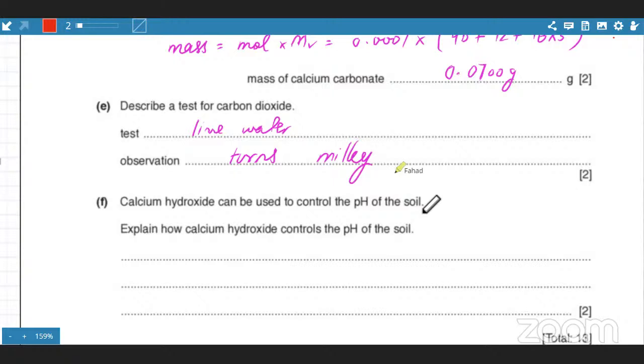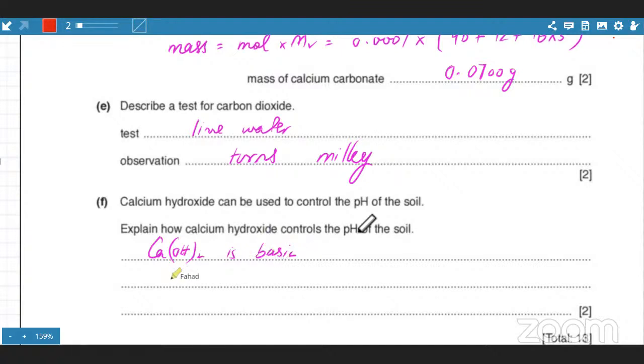Next one is calcium hydroxide can be used to control the pH of the soil. Explain how calcium hydroxide controls the pH of the soil. So right in, it's a base. First thing, calcium hydroxide is basic. Metal hydroxides are bases.